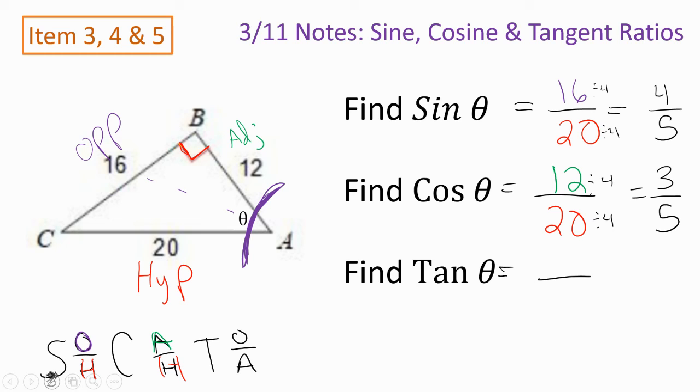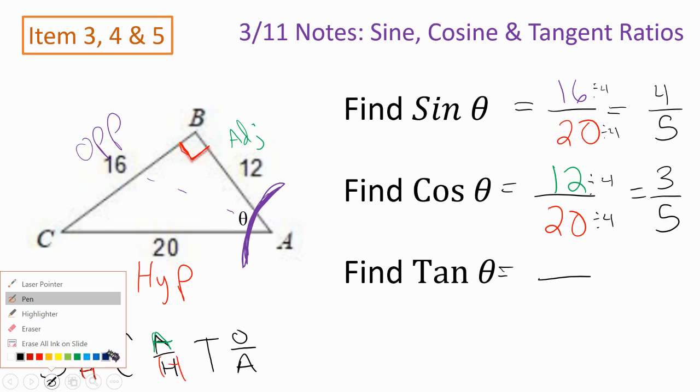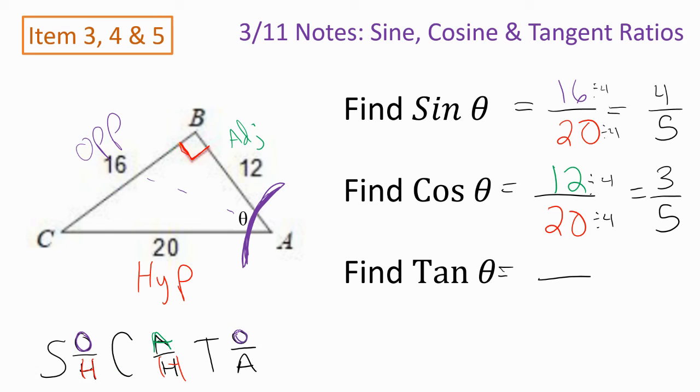Last but not least is going to be our tangent. Our tangent is going to be the opposite over adjacent. So opposite side is still 16. Adjacent is going to be 12. And you guessed it, 4 divides into both of those as well. So it's going to be 4 over 3. And so if you can reduce those fractions, go ahead and reduce them.